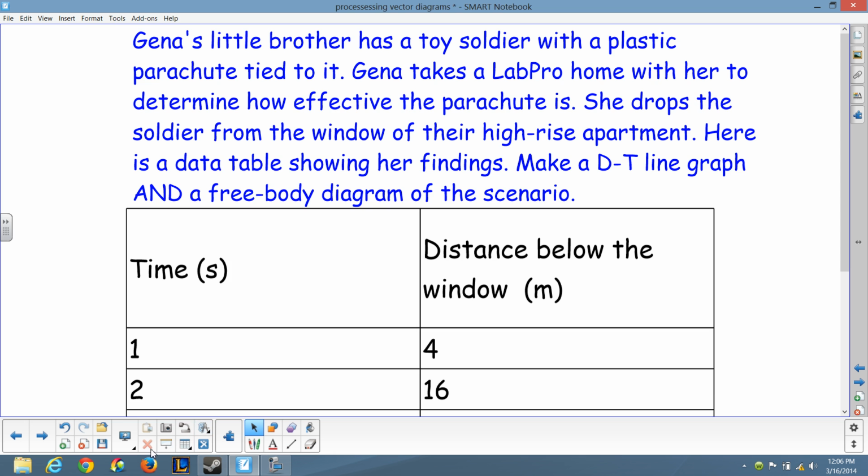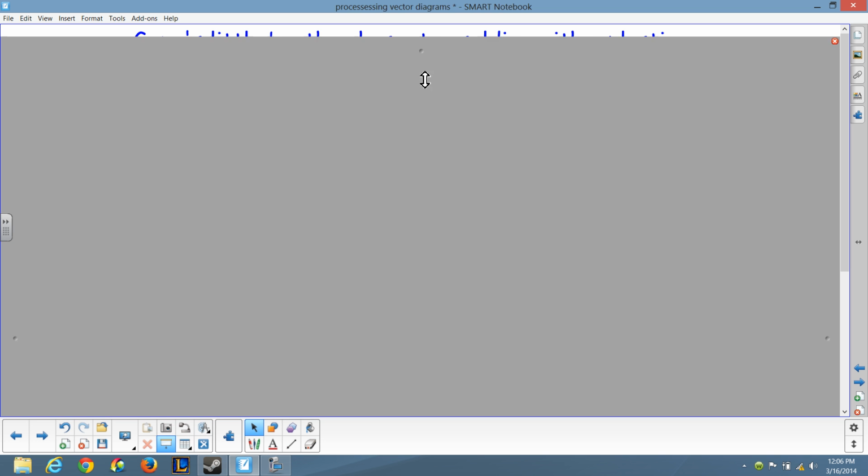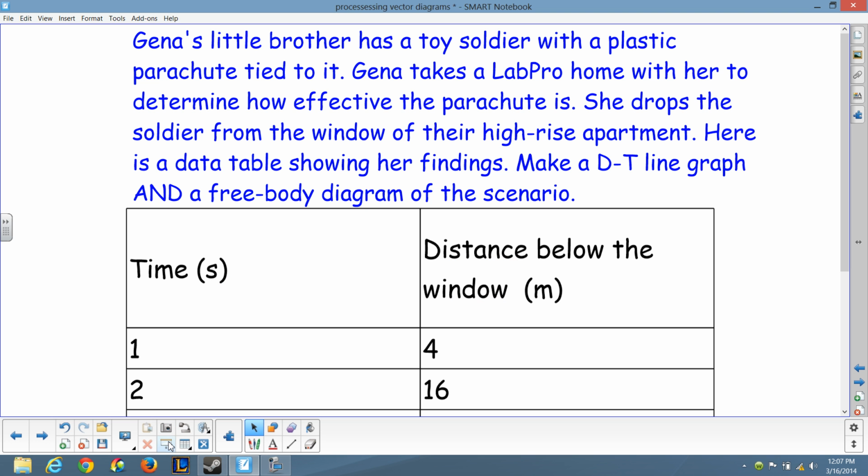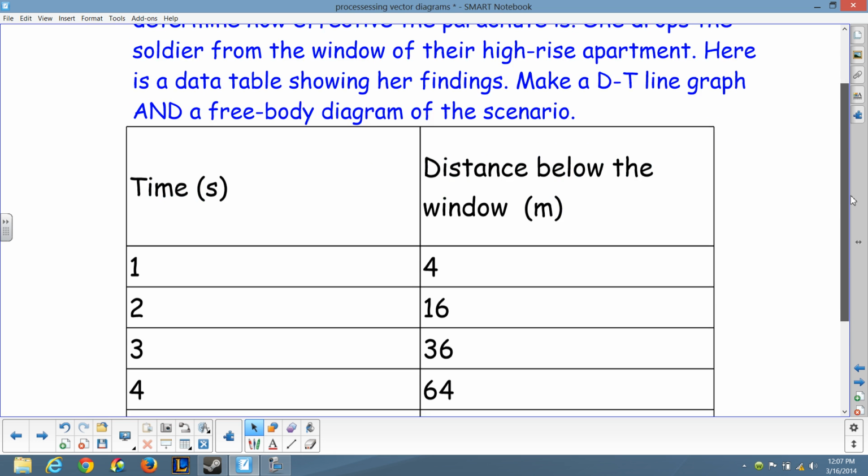First thing that we did is I gave my students just a little warm-up scenario. If you need to pause this at any point in time, please do so, and then give this a try yourself. So we gave a situation where somebody, Gina, drops a toy with a parachute out of a very high window with a lab pro watching it so that she can see how far away it's fallen from the lab pro. In other words, how far away it is from the window in the down direction, and also at the same time measuring the time of that fall. And this was the data that I gave.